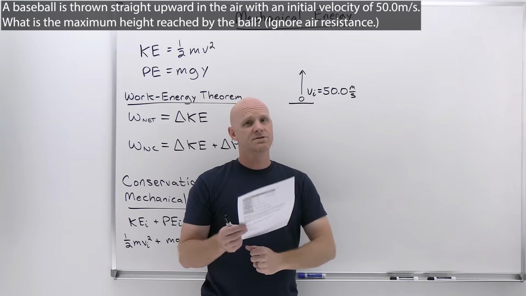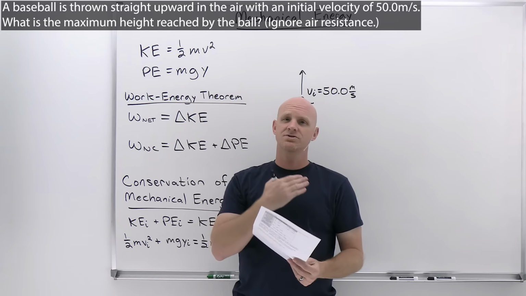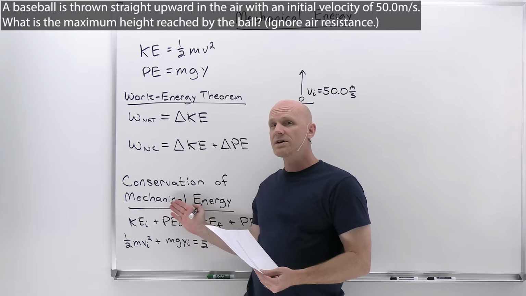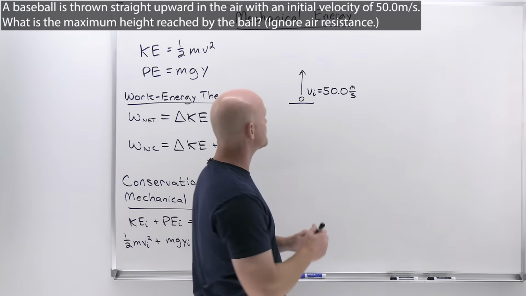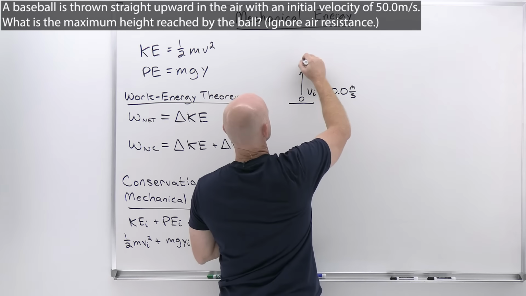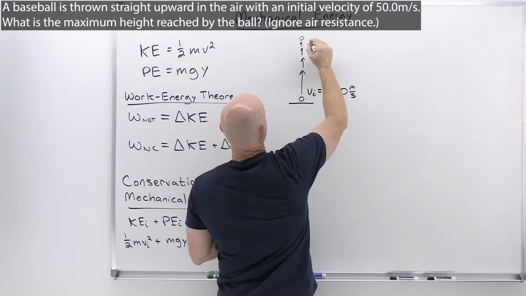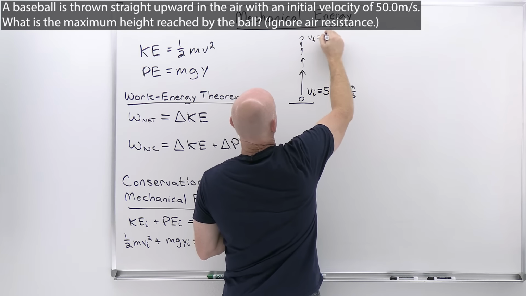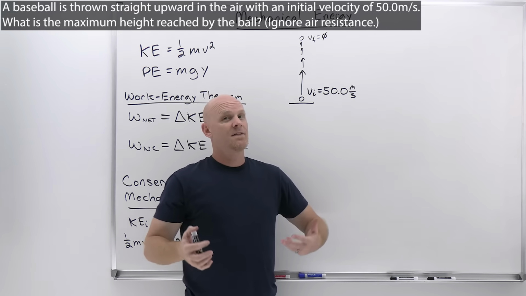And again, you could totally solve this with kinematics. Or we could take into account that we're told to ignore air resistance, there's no non-conservative forces, and so the conservation of mechanical energy should totally apply. Now, if we take a look at the entire trajectory here, this thing is going to be slowing down, slowing down, slowing down until it reaches its maximum height here. And at that point, its final velocity is going to be 0.